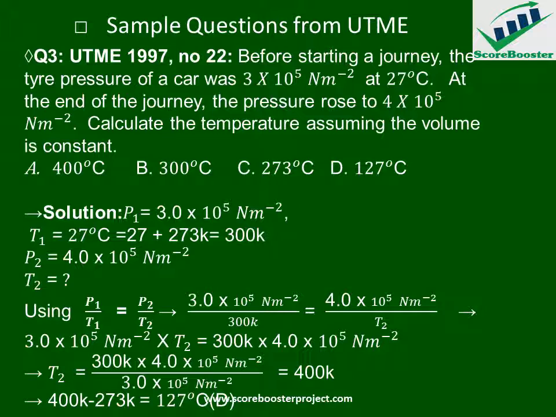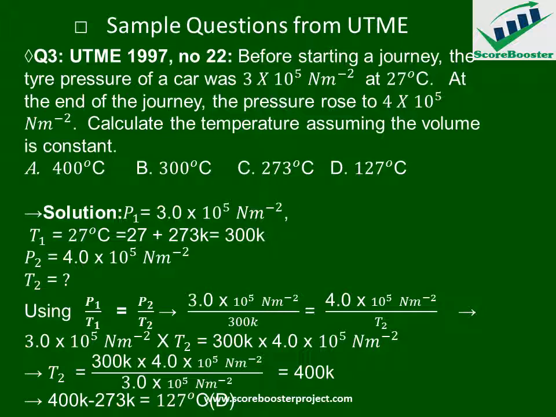So, as usual, the first step is to write out the given parameters, and from the question, we're given the initial pressure P1 to be 3.0 times 10 raised to the power 5 Newton per meter square. Then we're given the initial temperature T1 to be 27 degrees Celsius, which is equivalent to 27 plus 273 Kelvin, which is 300 Kelvin. Then P2 is given to be 4.0 times 10 raised to the power 5 Newton per meter square, while the final temperature T2 is not given.